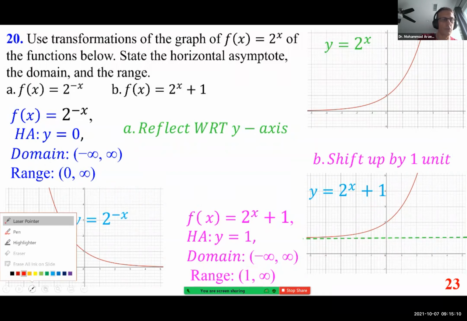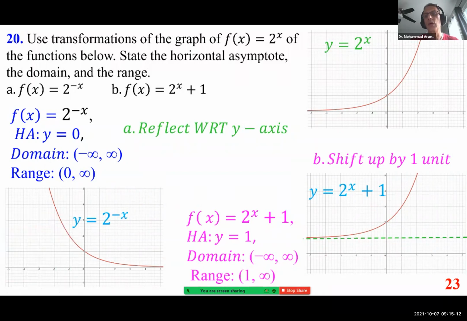One interesting point would be to look at this one, which has coordinates 0, 1. And the new one is located at 0, 2. And this is our horizontal asymptote.